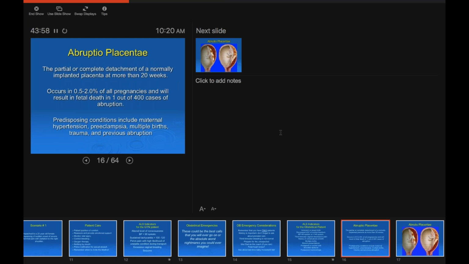All right, so abruptio placenta, as we talked about here, is the partial or complete detachment of a normally implanted placenta at more than 20 weeks. This occurs in 0.5 to 2% of all pregnancies and will result in fetal death in 1 out of 400 cases of abruption. Predisposing conditions include maternal hypertension, preeclampsia, multiple births, trauma, and previous abortion. Those are the things you can look for.